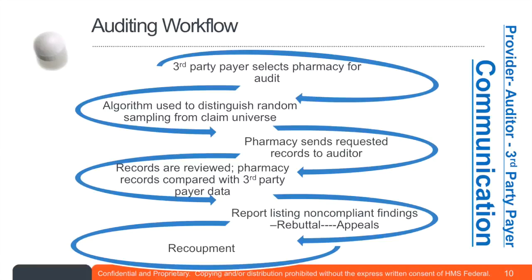So the steps: first of all, the payer selects the pharmacy for audit. Then an algorithm is used to get a random sampling from a claim universe, and I'll talk more about that to explain those words that I'm using there. And then after the claims are selected for audit, the pharmacy sends the requested records to the auditor. There's a couple of different types of audits: what we call a field audit and a desk audit. Regardless of which audit, the pharmacy will provide the records to the auditor so that the auditor has them to look at. Which brings us to the next step, where the records are reviewed by the auditor.